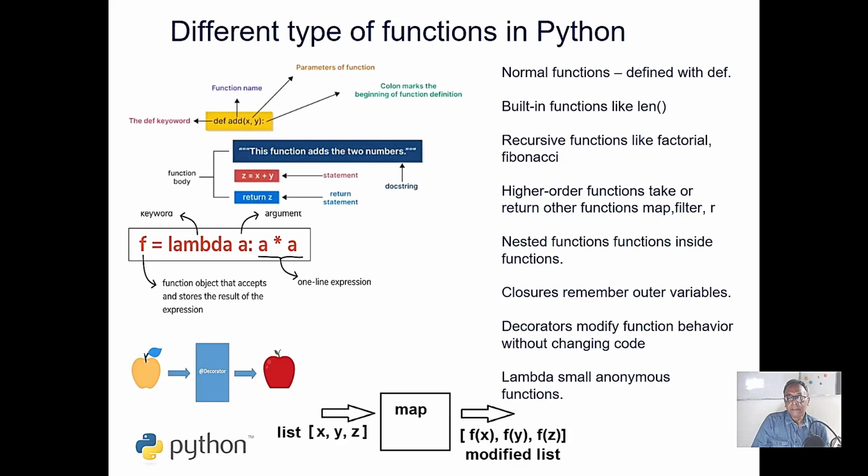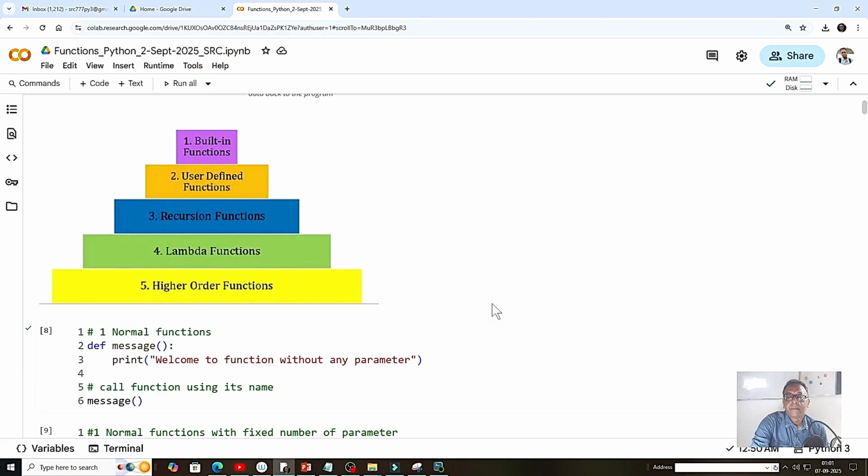In Python, functions are first-order objects. You have a normal function, and you can pass a function as a parameter, or return a function. We can have a decorator function, an anonymous single-line lambda function, and lots of higher-order functions, which we'll see. We have built-in functions, user-defined functions, recursion functions, anonymous lambda functions, and higher-order functions.